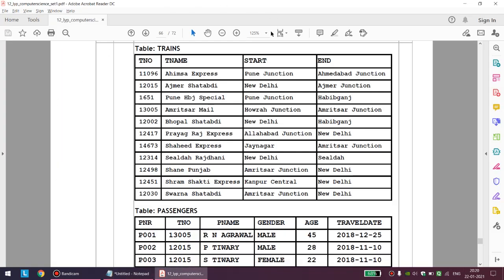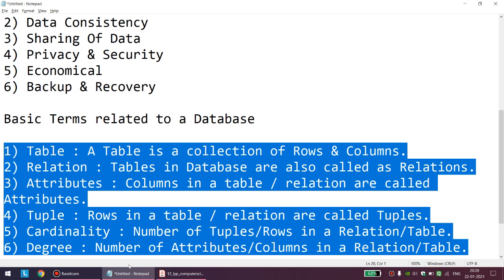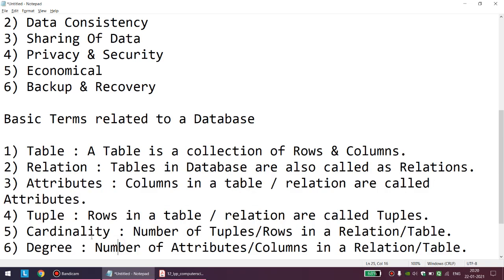Now in case you are confused, these are the columns. Please see my mouse cursor. These are the columns, these are the rows. Okay, so based on that we have 2 more points, cardinality and degree. You will get a 2 mark question where tables will be there and you have to find out the degree and cardinality.